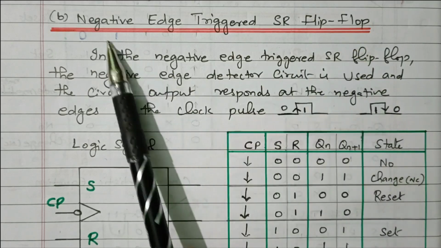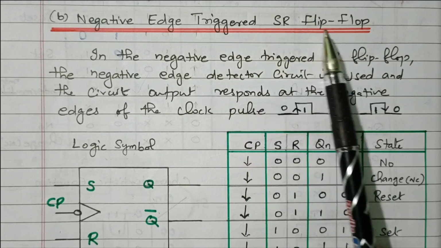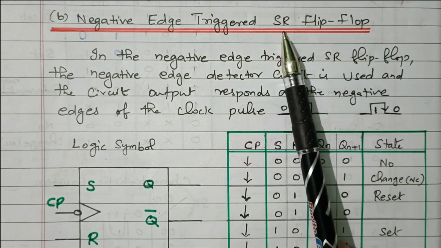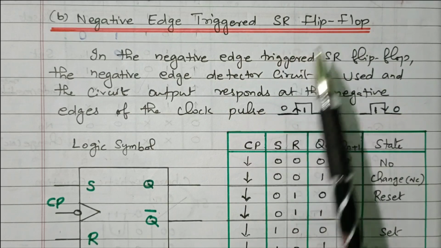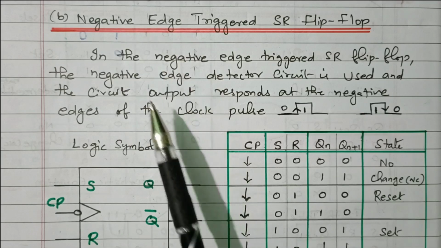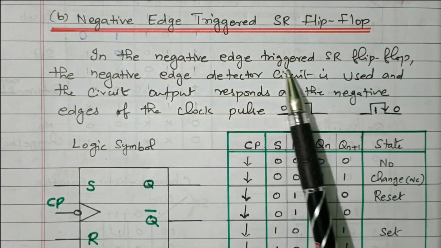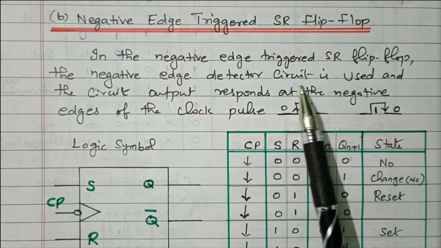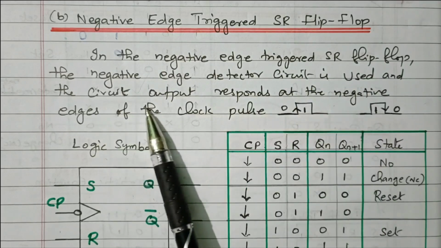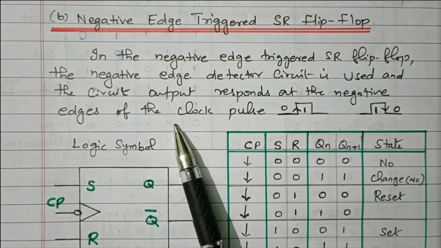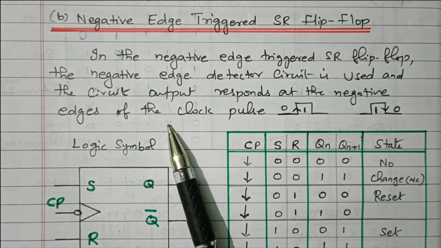Now we'll go to the topic, negative edge triggered SR flip-flop. We know that SR flip-flop is set reset. Set reset, very basic type of flip-flop. Now we'll see what is the edge, negative edge triggered. In the negative edge triggered SR flip-flop, the negative edge detector circuit is used and the circuit output responds at the negative edge of the clock pulse. Right? So it will respond to the negative edge.